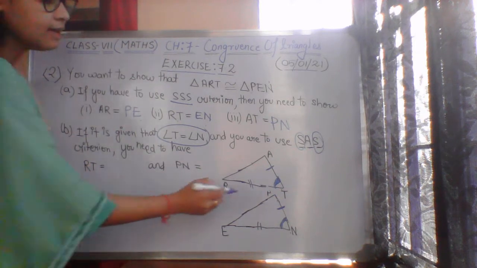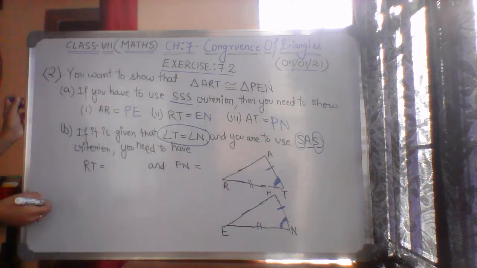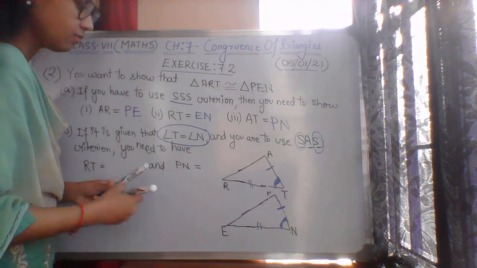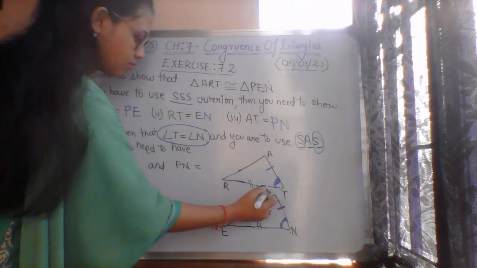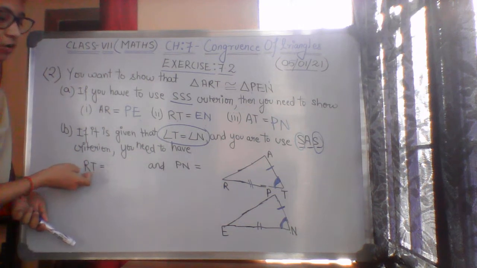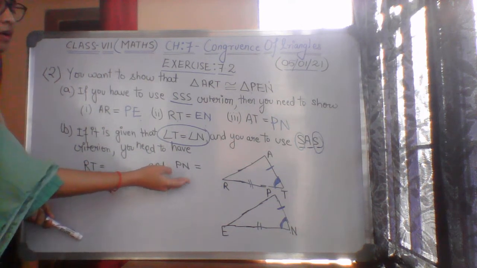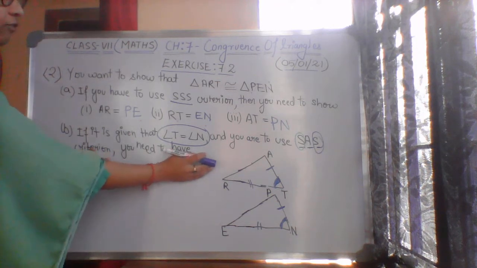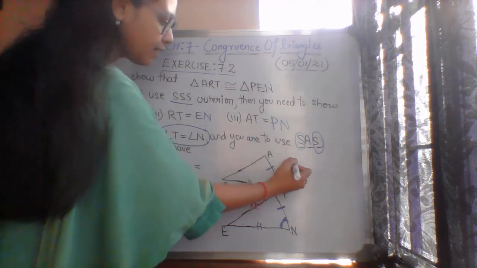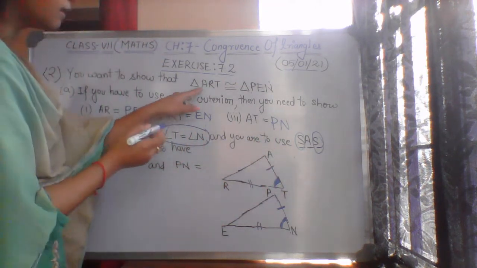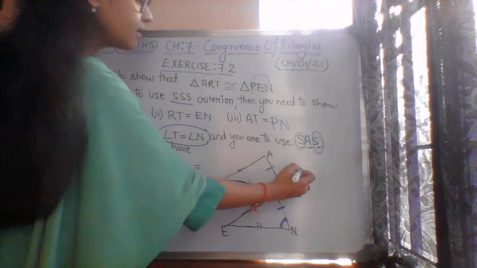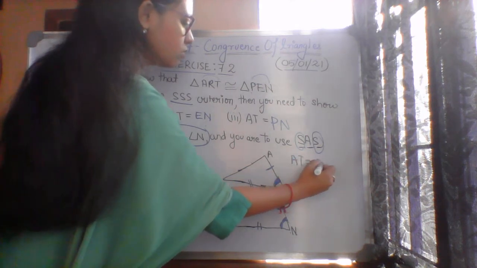What I have to write? AT equals PN. In this question they have already given one of the sides. There may be a question where this side will not be given, but you have to write it by yourself. So what are you going to write? This side I am writing: AT, first letter and third letter. Here also first letter and third letter, PN. So AT equals PN.